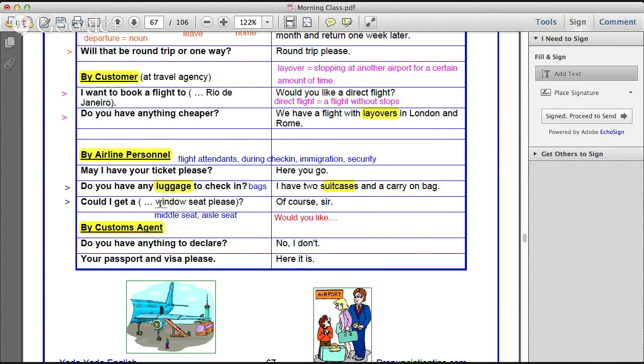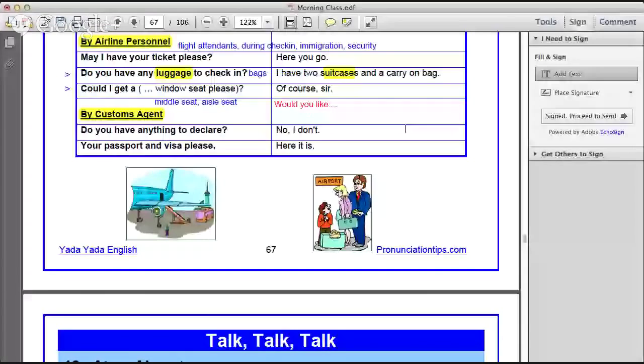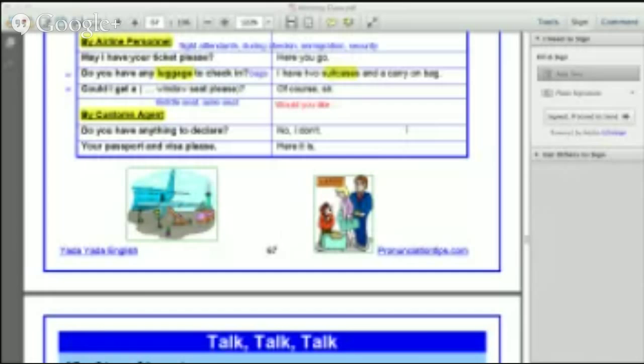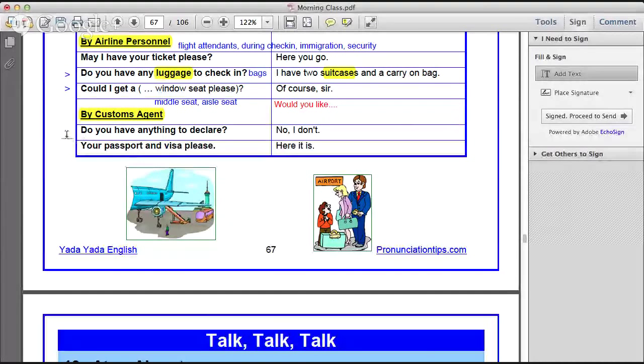All right, very good. Okay, let's talk about customs agents here. Let's go to Amparo. Okay, Amparo, our next one here, please. Do you have anything to declare? No, I don't. Okay, what's declare?